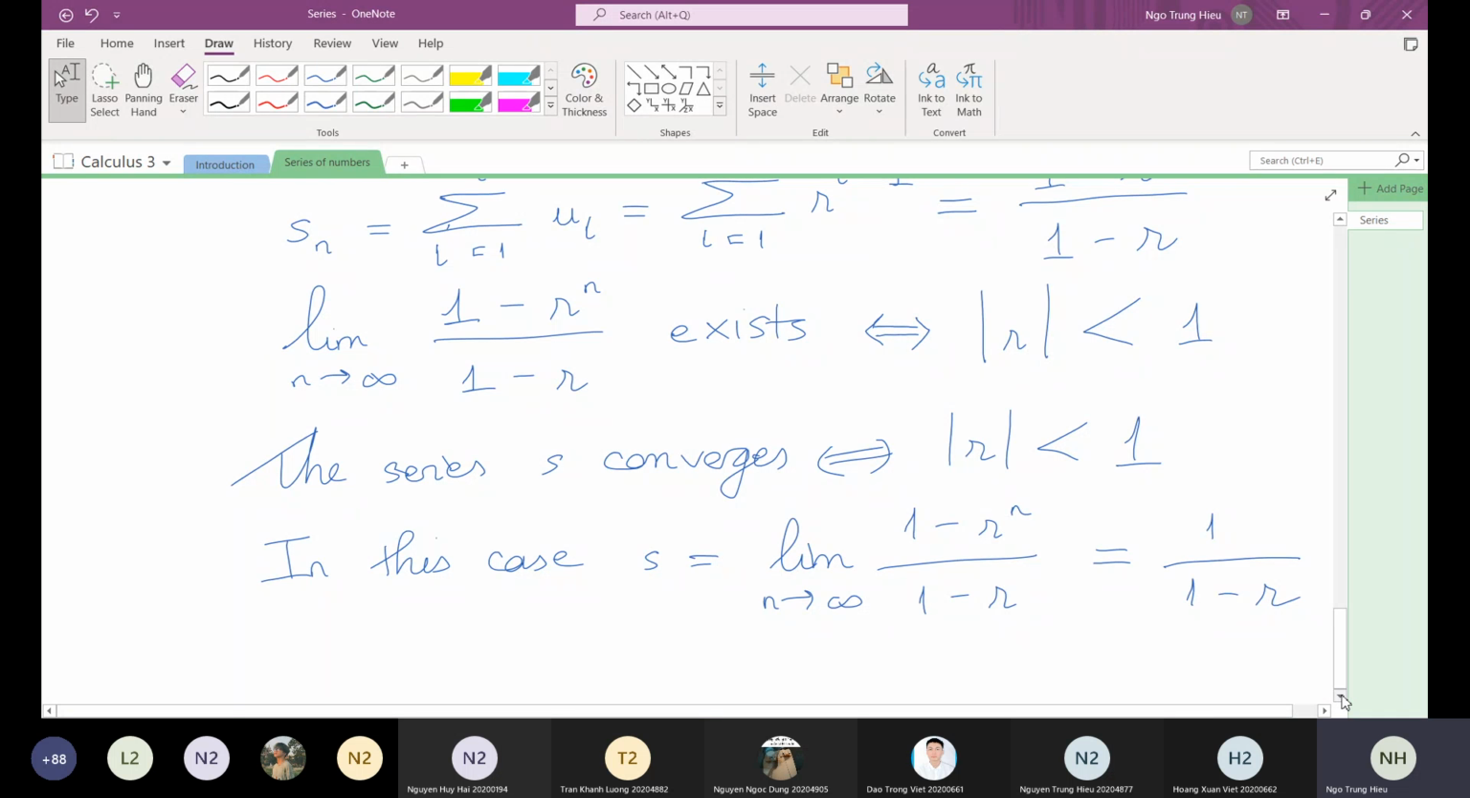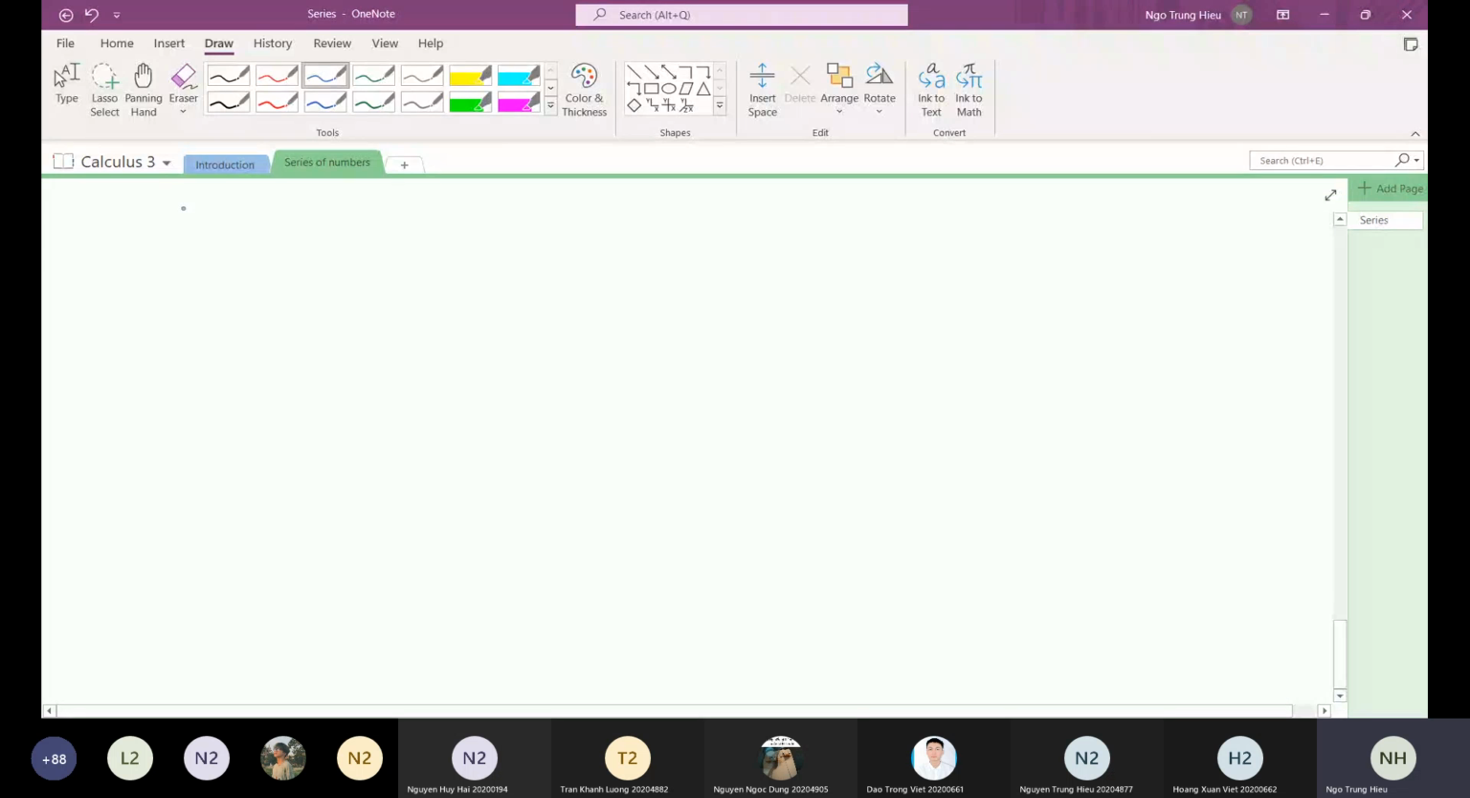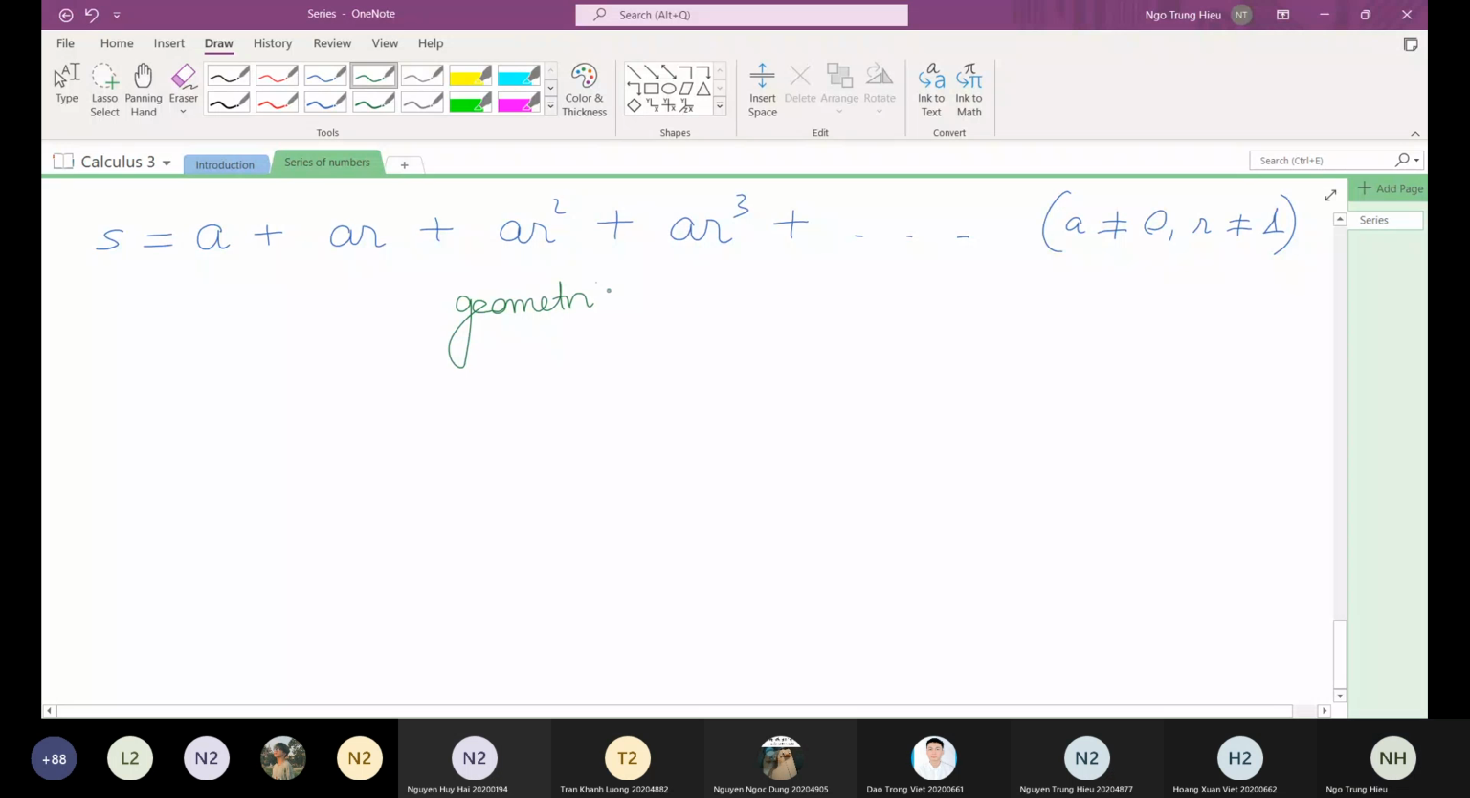So this is the first example of a geometric series. If we compute a more general series, A plus AR plus AR squared plus AR cubed and so on, right? Suppose A is not zero and R is not one. This series is called a geometric series, right?